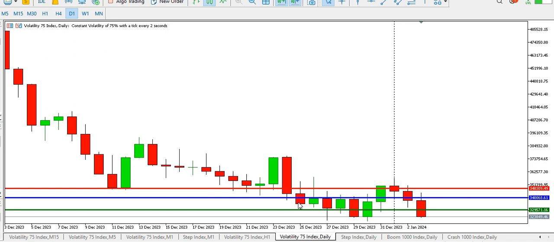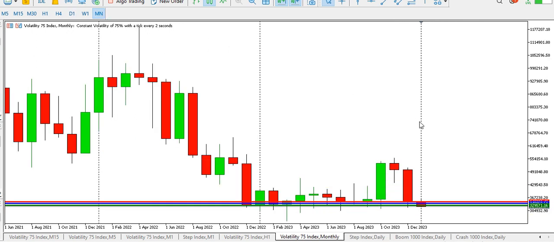Hi guys, you are welcome to another video on how to trade Volatility 75 Index, Step Index, Boom and Crash Index. All right, so we'll be looking at how we can trade V75 on the smaller time frame. But before we look at the smaller time frame, we are going to take a look at what has happened on the higher time frame.